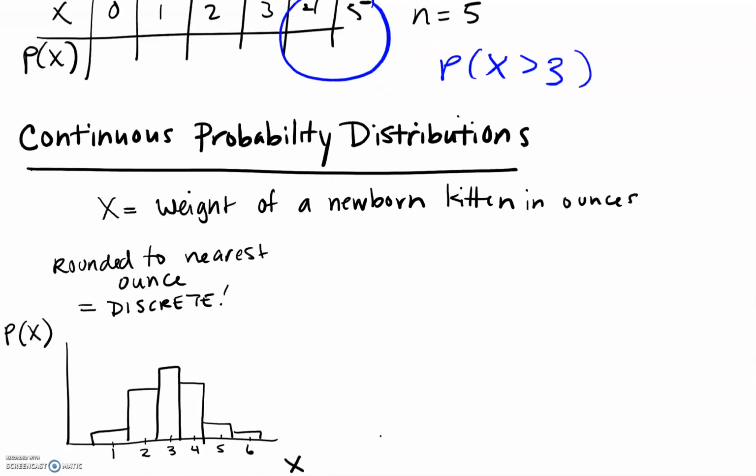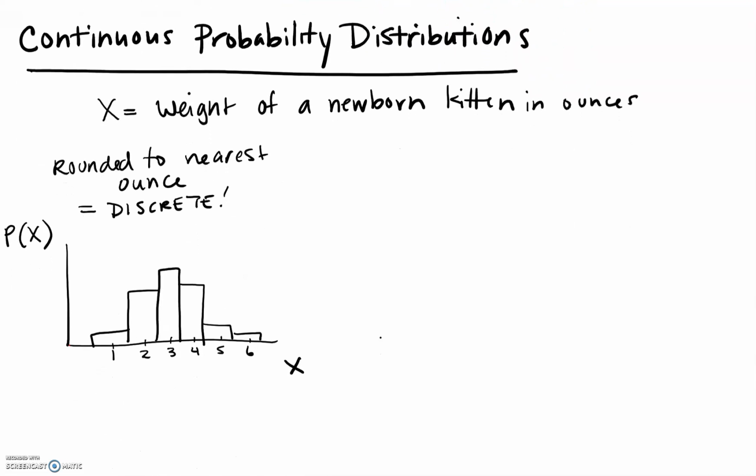And now we're going to move into the continuous world, which is slightly more difficult. Our continuous variable that we're going to be looking at is this x given here, the weight of a newborn kitten in ounces. So I have this little example here.